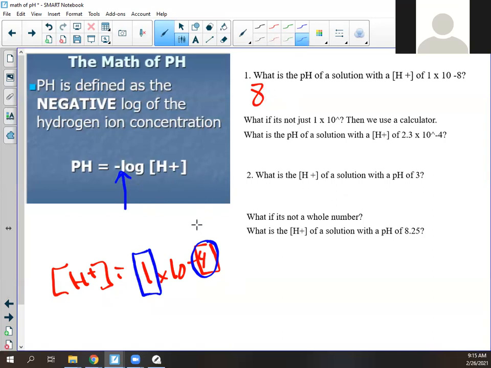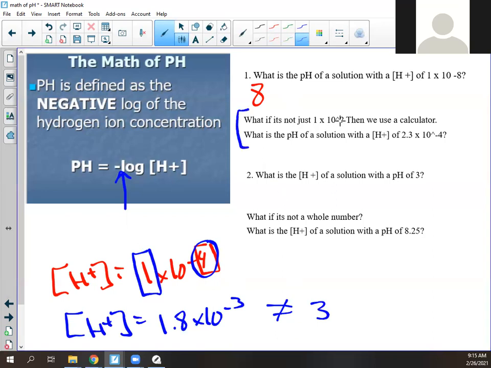All right, but if your H plus concentration is equal to anything besides a 1, like 1.8 times 10 to the negative 3, the pH is not just 3 anymore. So here we go. What if it's not just 1 times 10 to the something? Then we have to use the calculator. So what would the pH be of this? So we'll go ahead and type that in.